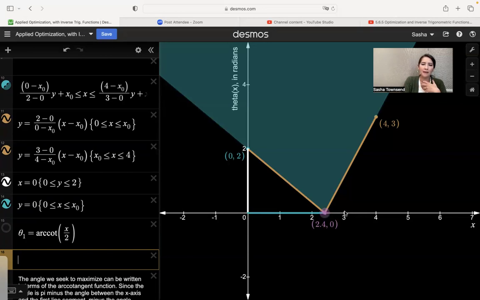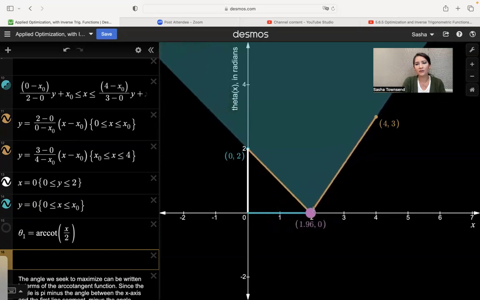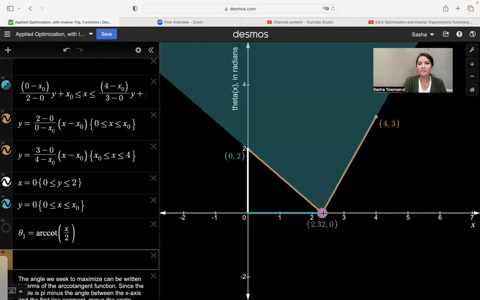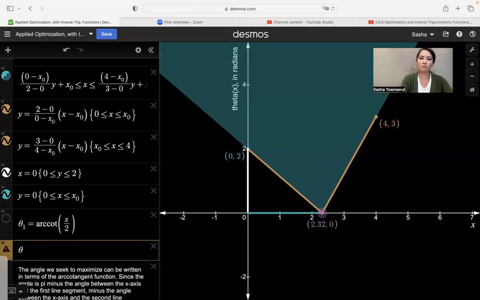And then for theta 2, that's the right triangle to the right of this point that's created by the line segment given by x equals 4 for y between 0 and 3, and then the distance between this point x naught and 4, which has a length of 4 minus x naught. Or in terms of x, if we call the x coordinate of this purple point x, this distance from 4 to that x value is 4 minus x. So I'll call that theta sub 2.